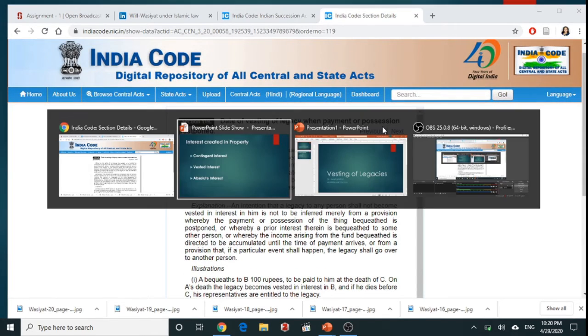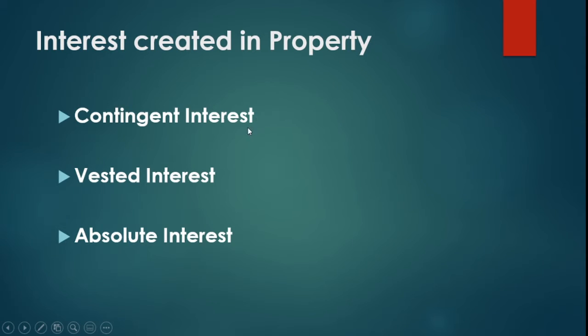So, we talk about these three interests step by step. One thing which we have to remember is that for an interest to be complete and absolute, there are certain requirements which need to be complied with. For example, if X is going to bequeath his property to Y only when a specific uncertain event might take place. So there are two things over here, specific and uncertain.